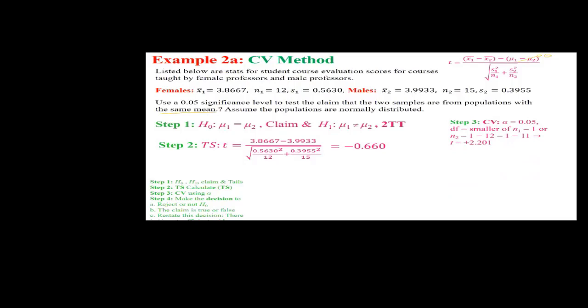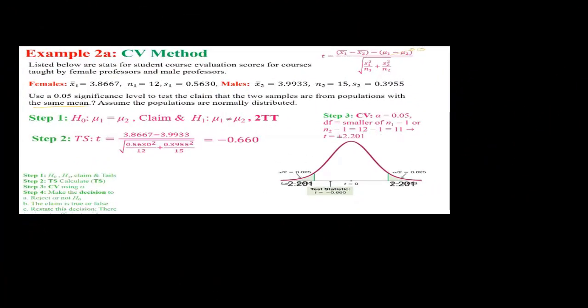And we look up the T-table. On the left column, you look for degrees of freedom, which is 11. For the very top, area in two tails, because it is a two-tailed test, 0.05. When you do the drawing for the critical values and you put the test statistic, negative 0.660, in between, that means it's not in a rejection region. Do not reject H0.